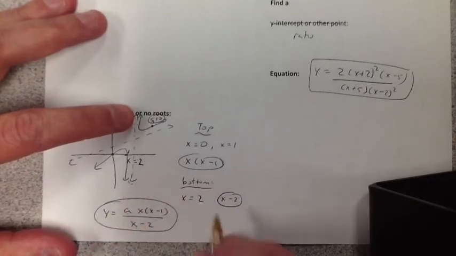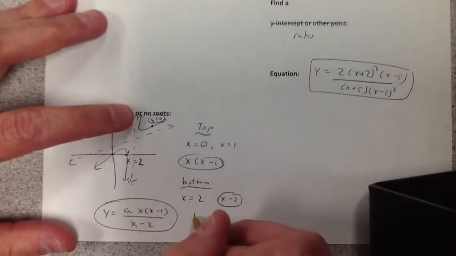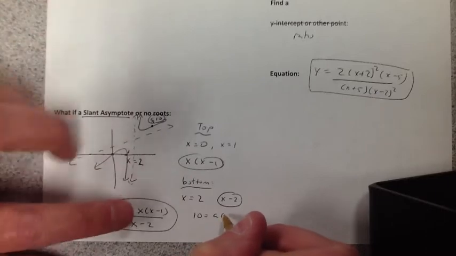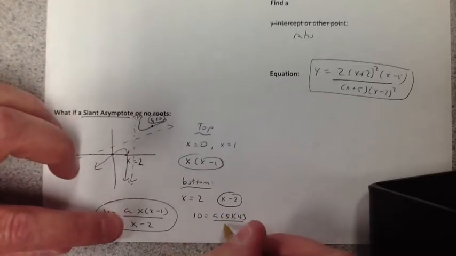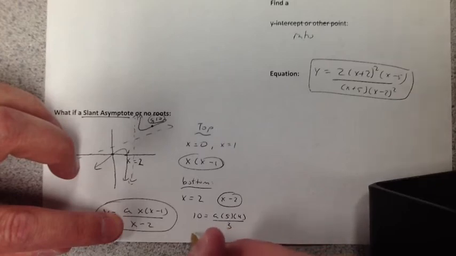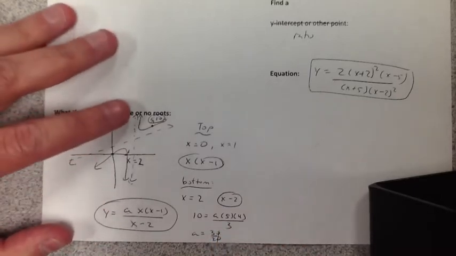If I plug it in here, I can solve for a. So I would get 10 equals a times, remember, this is 5, 5 times 4 over, what's 5 minus 2? 3. So I would get a equals 30 over 20. So it's 2/3 or 3/2.